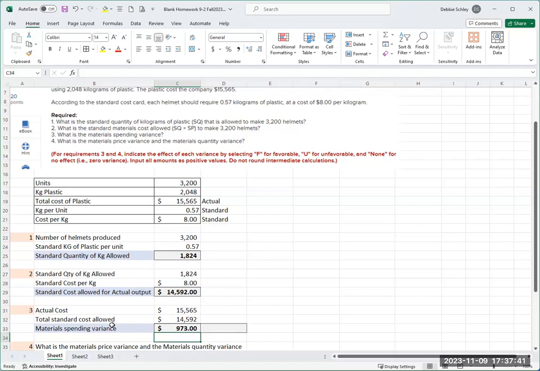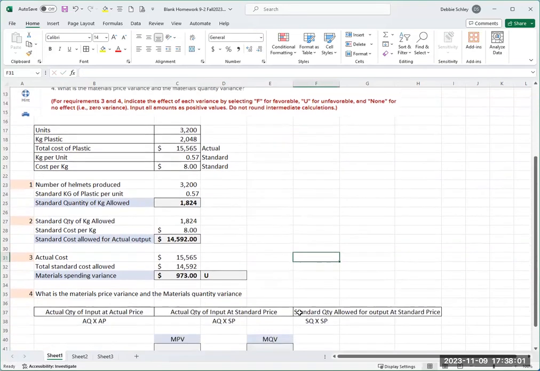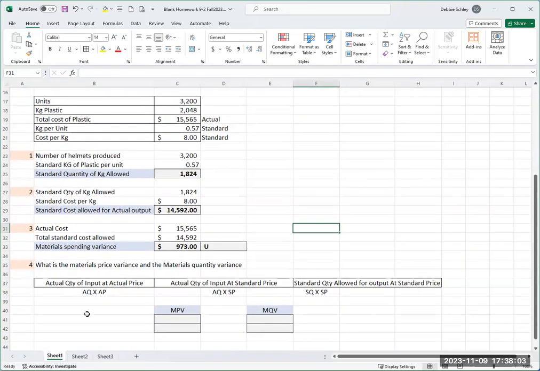Now, the standard cost is what I had planned, what I had budgeted, what I thought I was going to spend. I actually spent the actual cost, $15,565. So I spent more than I planned on, so that is unfavorable.